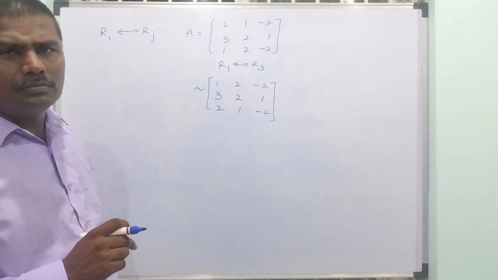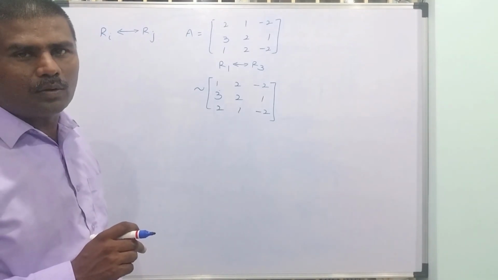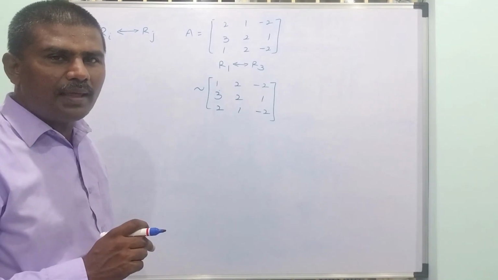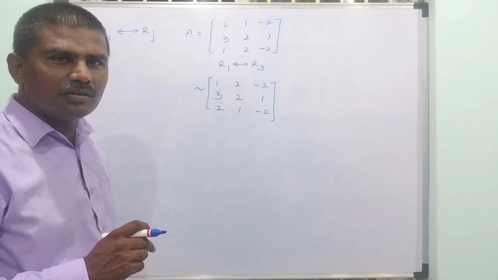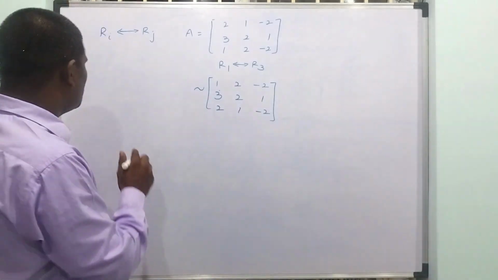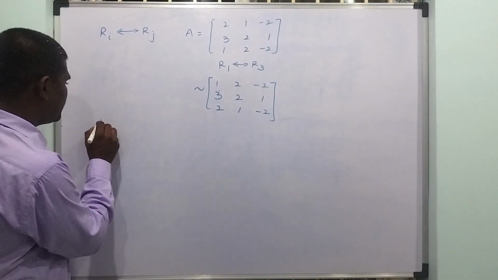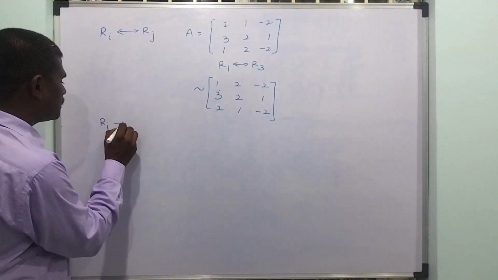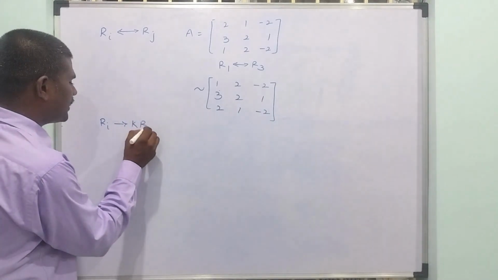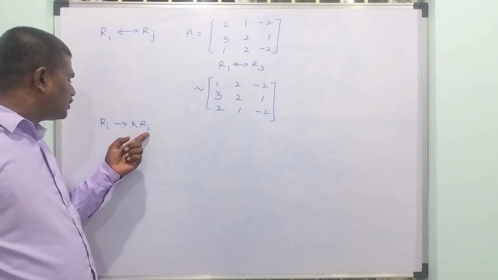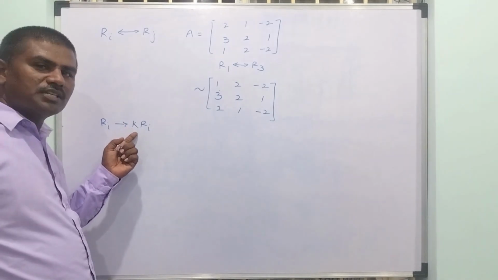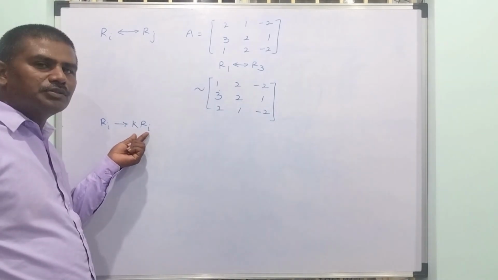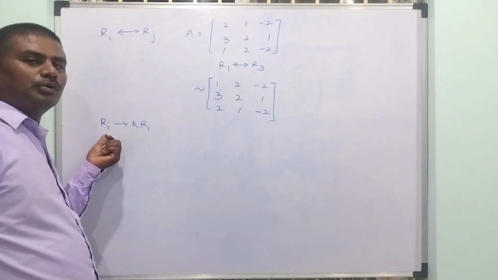Now coming to the next elementary row operation. You can multiply any row with a non-zero scalar. This could be denoted as Ri → k Ri. That means the ith row can be multiplied with a non-zero scalar k and the resulting value should be noted in the ith row itself.